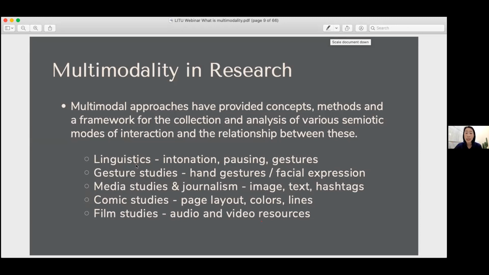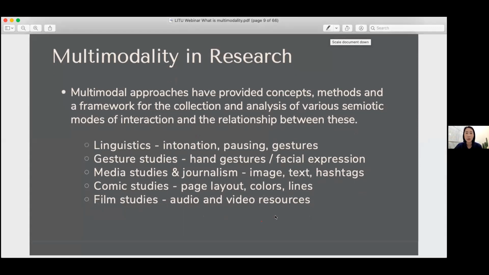For example, if you are a linguist, you might look at intonation, pausing, gesture, those kinds of things. Especially in gesture studies, people will look at hand gestures or facial expressions during communication. But there are other disciplines as well, like media studies and journalism. For example, if you look at news on Twitter, on social media, you can look at how images and text and probably hashtags play out in the way journalism is done on that platform. So you can use multimodal analysis in that area as well. The same goes for comic studies, where you can look at page layout, colors, lines, and also film studies, like audio and video resources. So there are a lot of things that you can do with multimodality.